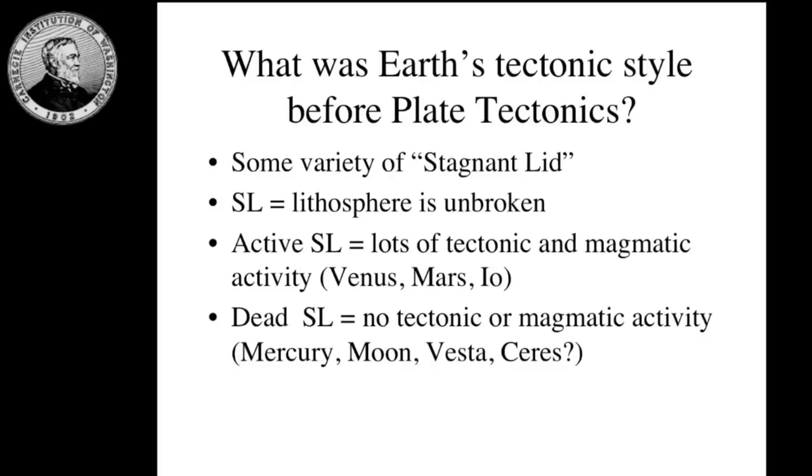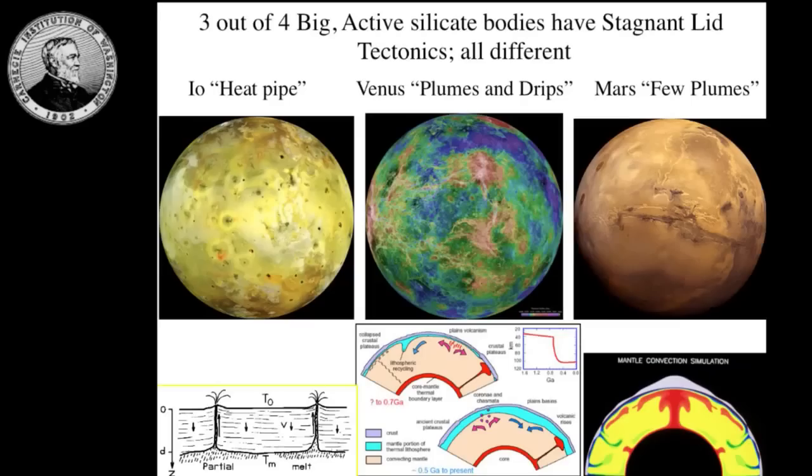It's a fairly small silicate planet, but it keeps getting flexed like a tennis ball by the gravity of Jupiter, and so it's much more active than its size would have led you to believe. But these are three different stagnant lid, large silicate bodies. And Io seems to be a heat pipe planet. These little pimples are little volcanoes.